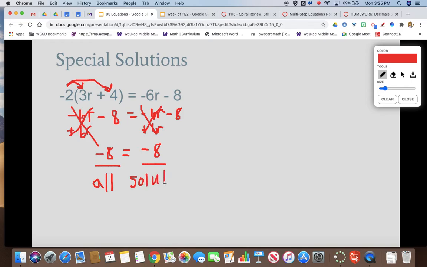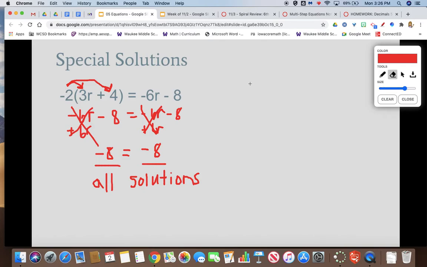What that means is any possible number that you plug in for r will work. If you plug in a 1, it will work. If you plug in a -8, it will work. If you plug in 100, it will work. This is a special type of equation. We know it's an all solution because the variable disappeared, it canceled itself out, and our two numbers that were left were equal to one another.